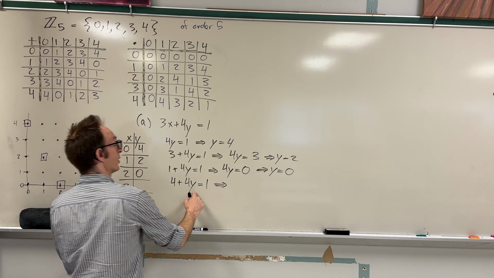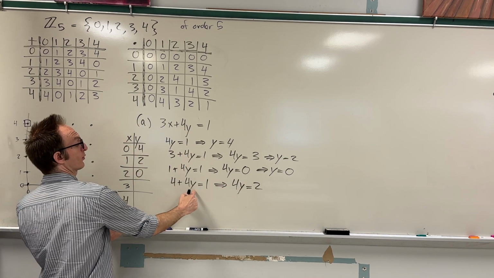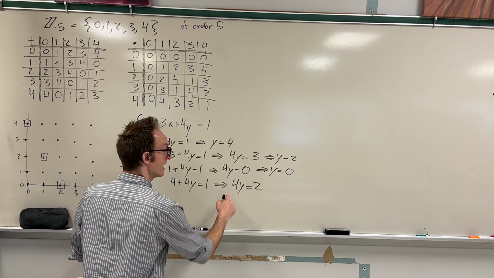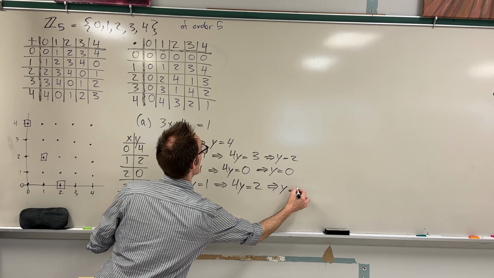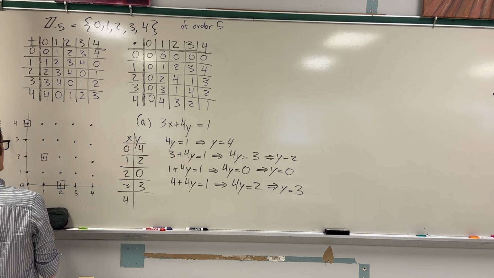4 plus 2 is 1. So this is true only when 4y equals 2. 4 plus 2 is 6, which is just 1. Okay, well 4 times what gives you 2? Answer 3. 4 times 3 is 12, which is 2. So this is true when y is 3. So therefore, we know that when x is 3, y is 3.